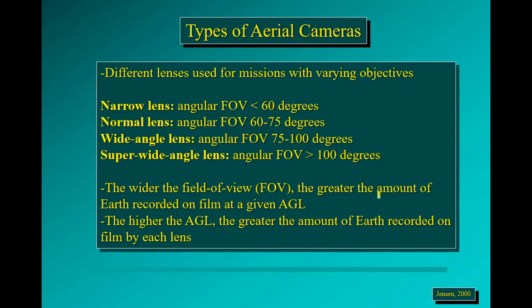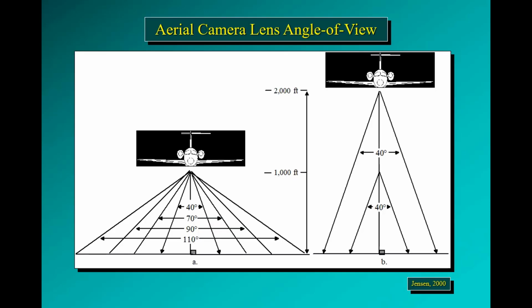And the higher the altitude, AGL, the greater the amount of Earth that's going to be recorded on the film by each lens. And this is a graphical depiction of what I was discussing. So if we have an aircraft, this is a profile view of the image acquisition, an aircraft that is at a fixed altitude above ground level, in this case, say 1,000 feet, we can change the amount of Earth that is being captured within a given image by changing the field of view of our camera system. So again, if we have a narrower camera lens, let's say a 40-degree field of view, which is what we see there, we would be just imaging a pretty narrow swath versus a 90 or 100-degree field of view lens, whereby we would be recording a much wider swath of the Earth's surface there.